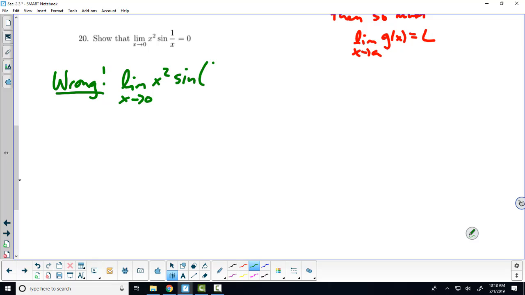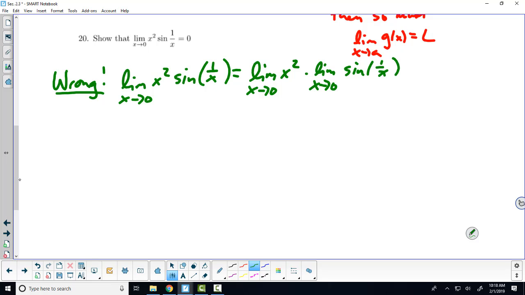The wrong way to do this problem is to say, hey, I've got a product of two functions here, right? And he said before, the limit of the product was the product of the limits, right? He said before that you could distribute a limit over a product. What would this limit be? 0. So this is 0 times whatever this comes out to be. So we get 0.